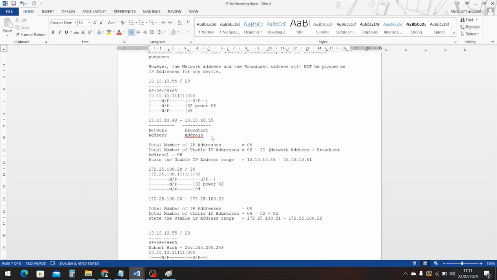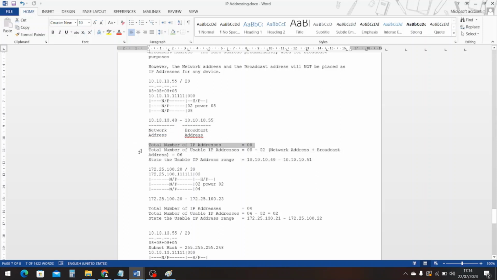Have a look in this particular range. 48, 49, 50, 51, 52, 53, 54, 55. Did you count? How many are there? Did you calculate? That's going to be 8. So I'm talking about here. The total IP addresses are going to be 8.